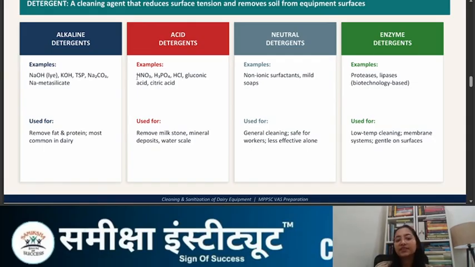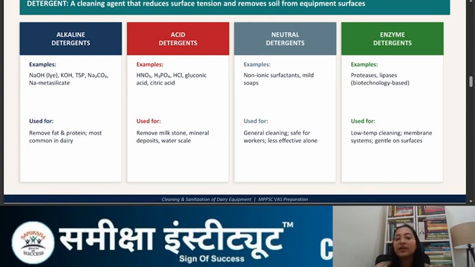Examples include nitric acid, phosphoric acid, HCl, citric acid, gluconic acid. All of these will remove milk stones, mineral deposits, water scale, boiler scale, etc. Apart from acid and alkaline detergents, we also have neutral detergents. These are non-ionic surfactants and mild soaps, generally used for mild cleaning. They are also safe for the workers, but less effective if used alone.